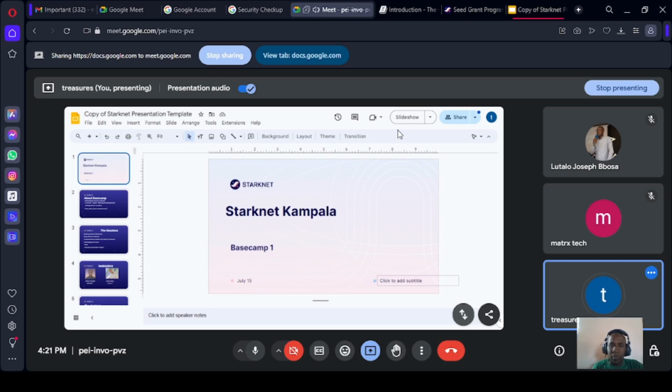The main essence of the Basecamp is to onboard developers, novice developers, into the world of blockchain, leveraging the Starknet ecosystem. Starknet is broad. Our sole main purpose within this Basecamp is that someone comes from the ground and can literally do something with Starknet. They can build dApps, full-fledged dApps running on Starknet.